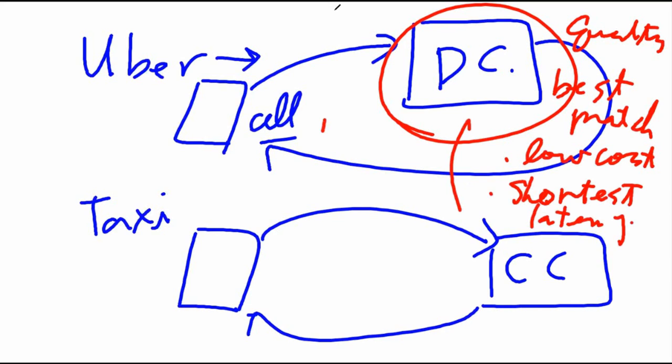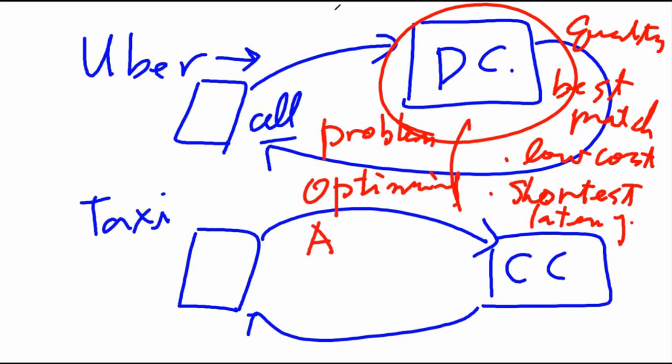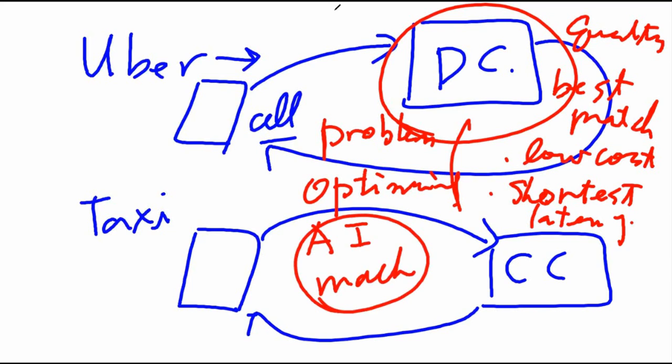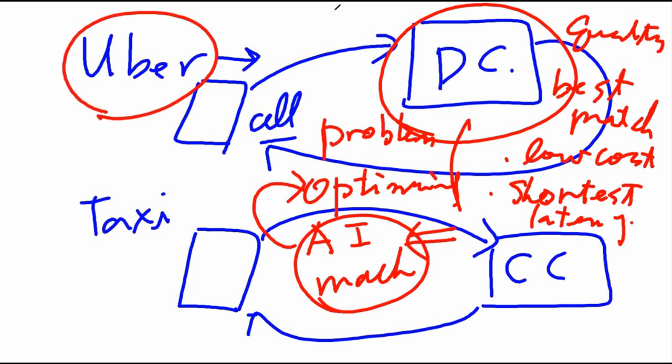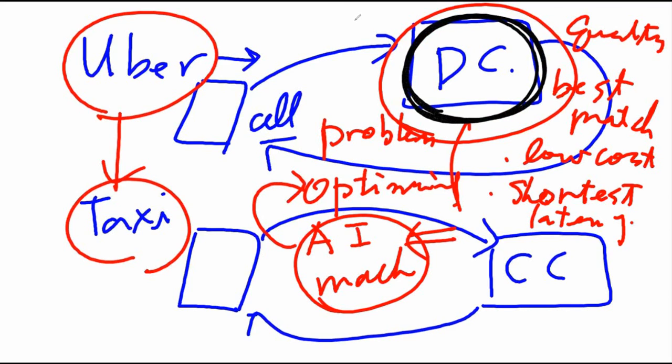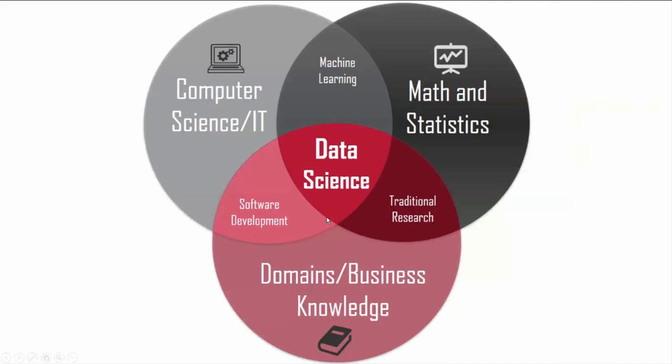Again, it heavily relies on the problem-solving skill in computer science: optimization, artificial intelligence, machine learning come in to help the optimization. And we will talk about these in later slides. But basically, the difference between Uber and the taxi is the processing center, the data center. Otherwise, the cell phones are the same.